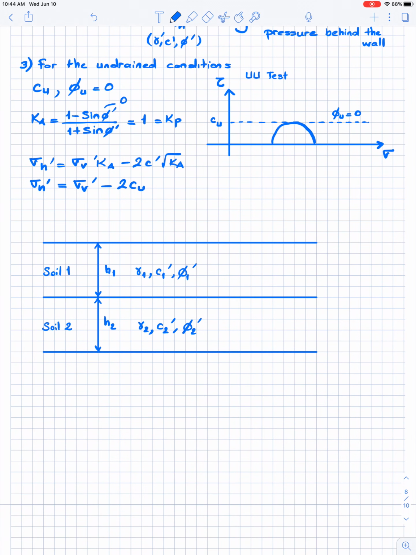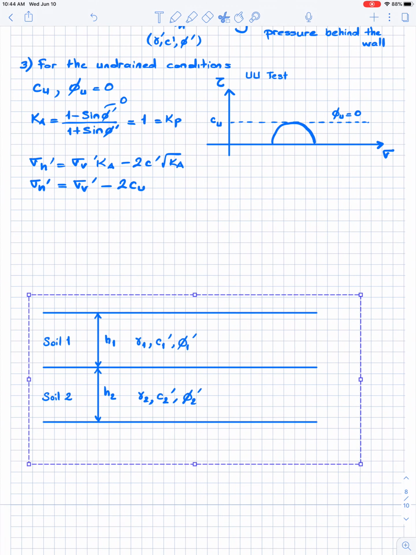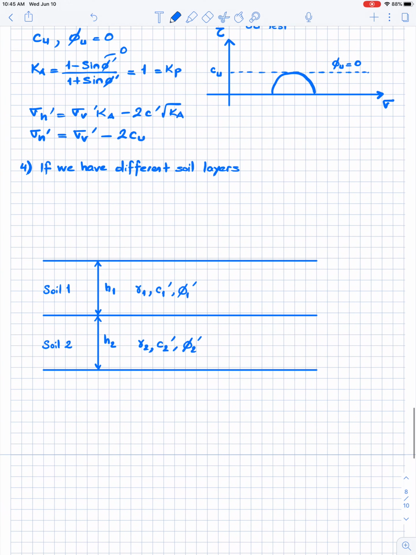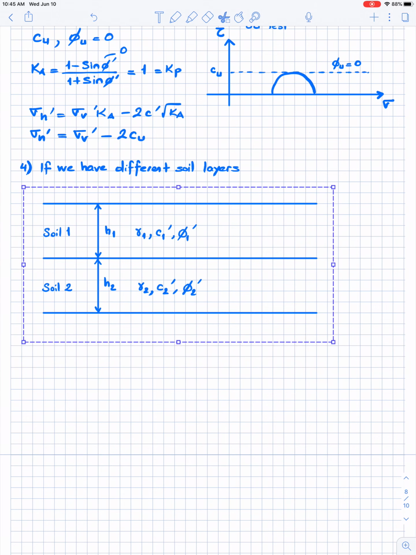And the fourth note is, let me take this a bit downwards, the case of multi-layered soils. If we have different soil layers, then let's consider this scenario. I have soil 1 and soil 2 with different parameters. Okay, let me take it over here.